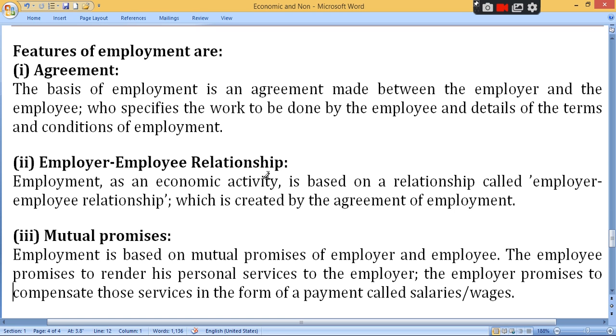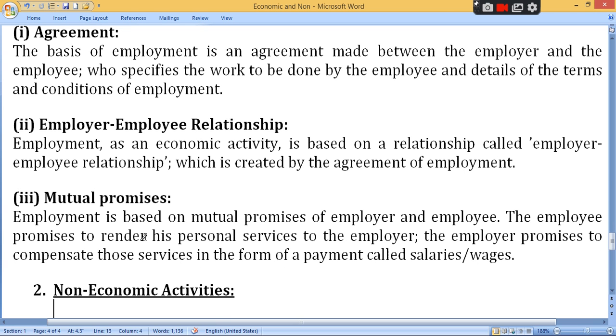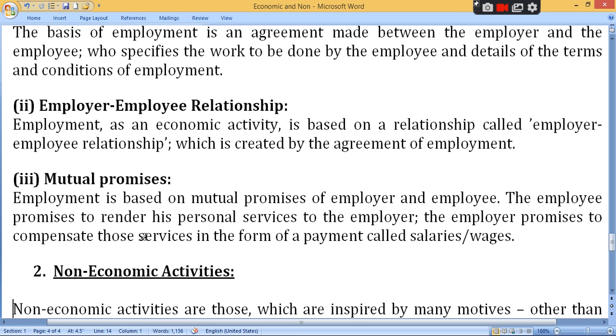There should be a good employer and employee relationship if the company wants growth and development. If the company wants a good reputation, then there should be a good relation between employer and employees. Clear? Then mutual promises. Employment is based on mutual promises of employer and employee. The employee promises to render personal service to the employer, and what will the employer promise? To compensate those services in the form of salary. Clear? So employees provide services to the employer, and in return the employer provides wages and salary.